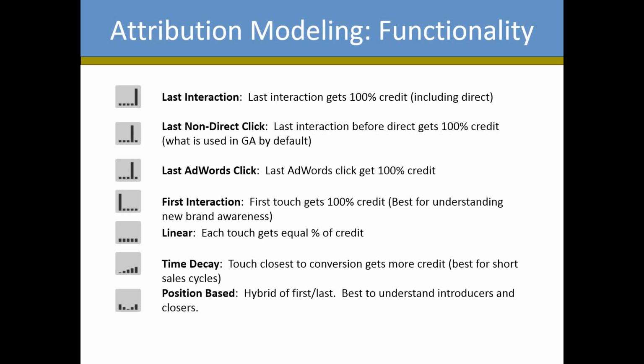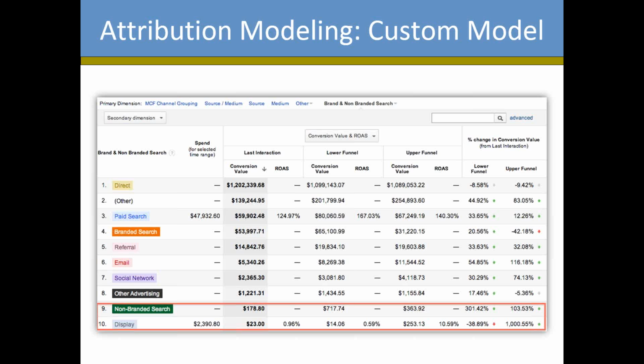So time decay, if you run a 1 or 2 day promotion campaign, you might want to give more credit to those interactions, maybe to the days leading up to the promotion. So in this case, time decay, where you have a short sales cycle, might make more sense to put in place. And then position-based is a hybrid between first and last click, where you're trying to understand the introducers and the closers. What are the best sources for helping you close a sale?